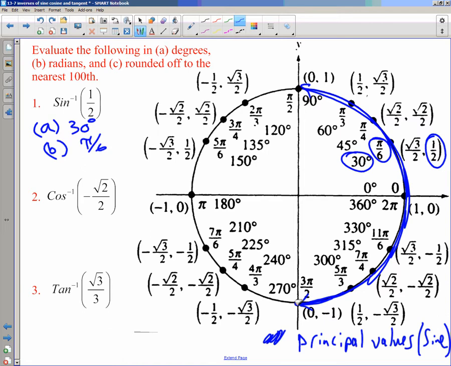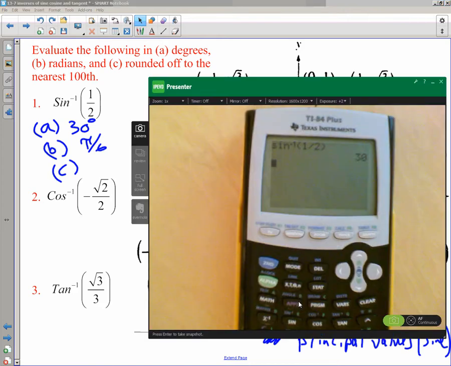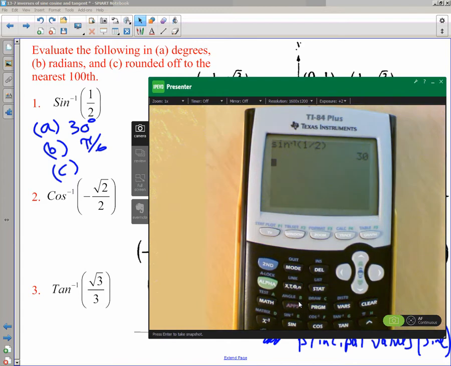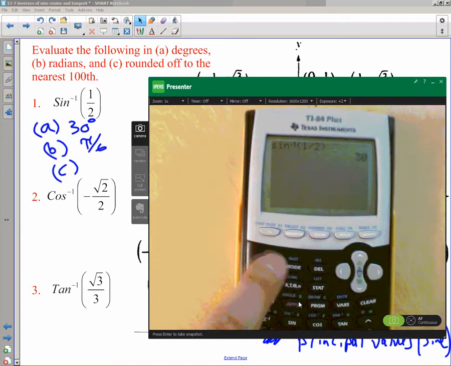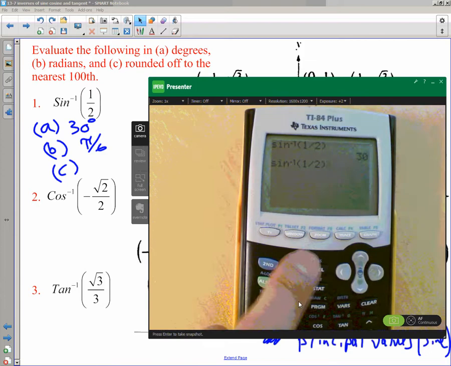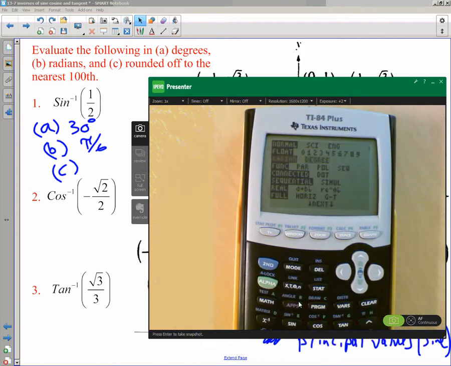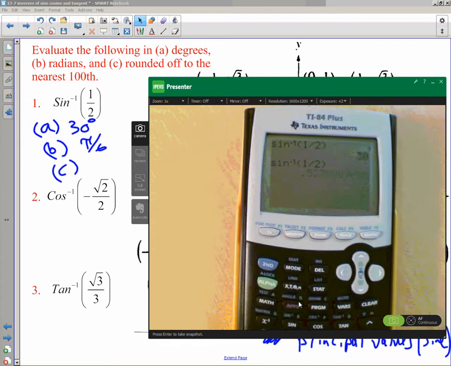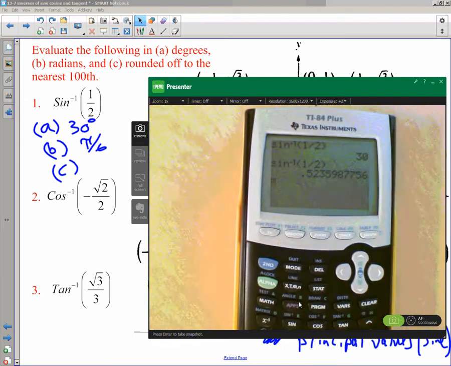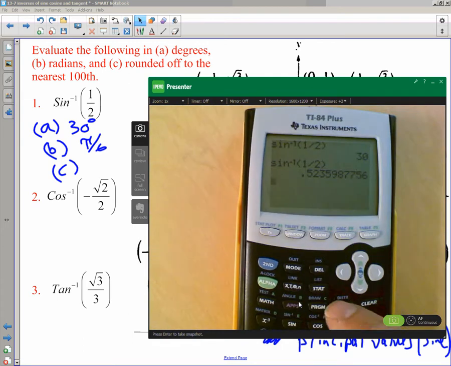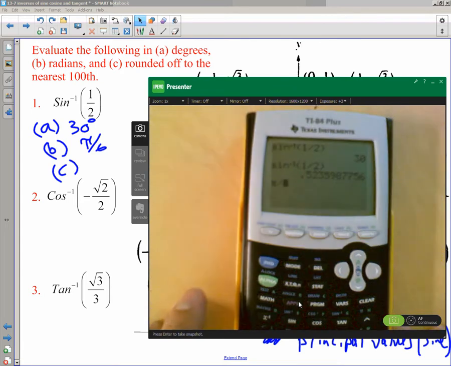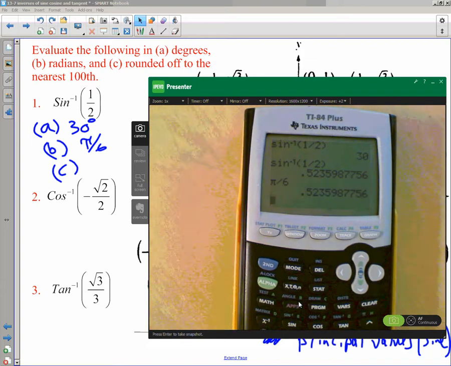And C, rounded to the nearest 100. So you definitely got to use your calculator for that. You're going to type in the same thing, but you're going to change modes. It's 0.523, which I think we did in class. Where's the pi button? I lost it. Pi. It's the same thing as pi over 6. And we round off to the nearest 100. So 0.52.